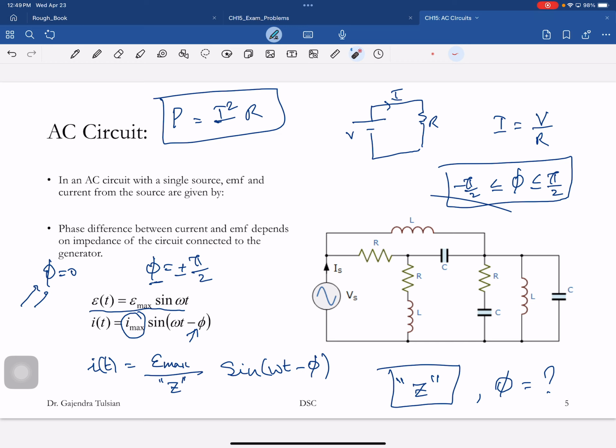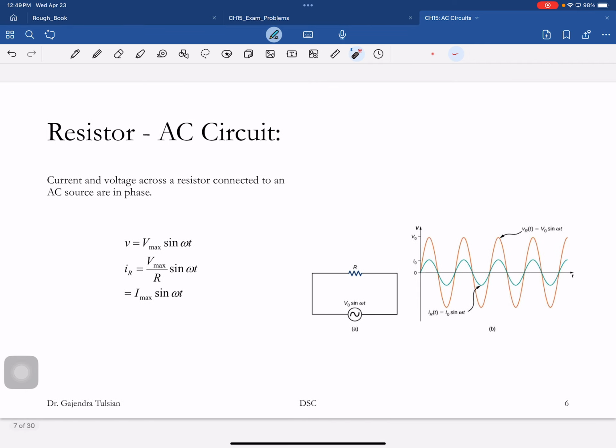All right. So do we understand that? So now I'm going to show you various circuits, 4 or 5 circuits, very simple circuits, because all you paid was $500. So we'll show you very simple circuits, and we'll give you Z and phi for those. Okay? All right, so let's do it.